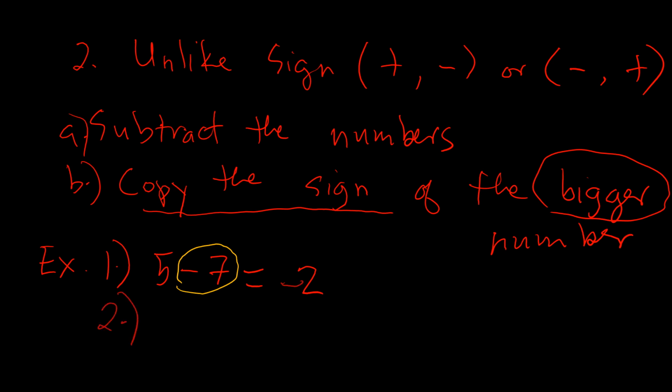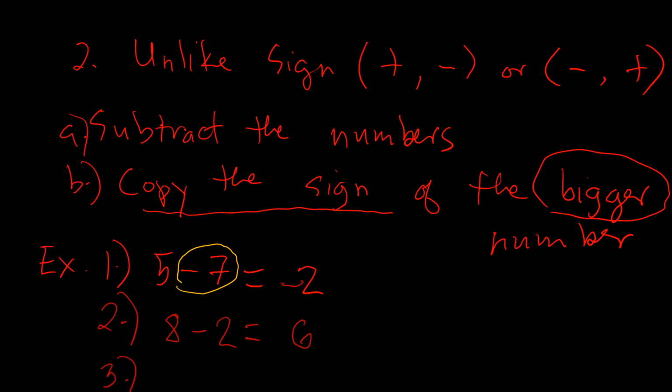Example number 2. So we have here 8 minus 2. This is very familiar to us because that is the normal orientation of subtracting numbers. So 8 minus 2, that gives us 6. And we are going to copy the sign of the bigger number. The bigger number here is 8, and that is positive. So again, it is optional to write the plus sign or the positive sign.